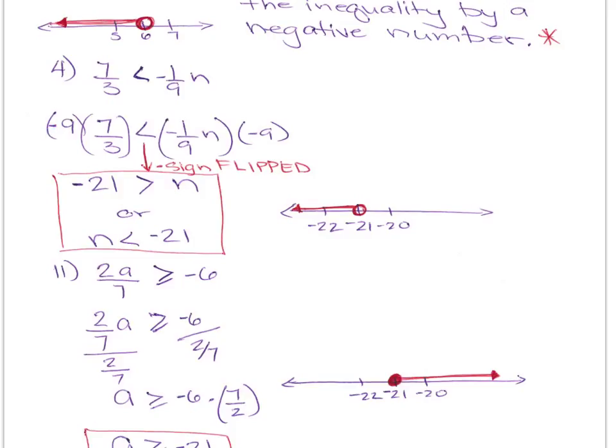Negative 9 times 7 over 3. Negative 9 divided by 3 will give you negative 3. Negative 3 times 7 will give you negative 21.